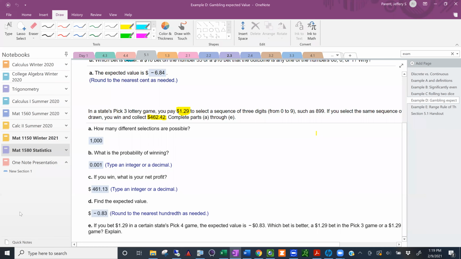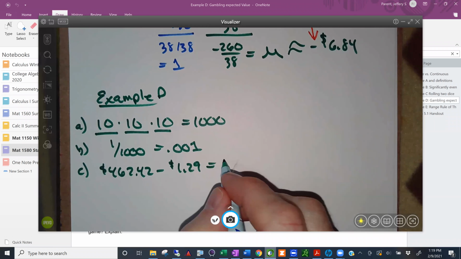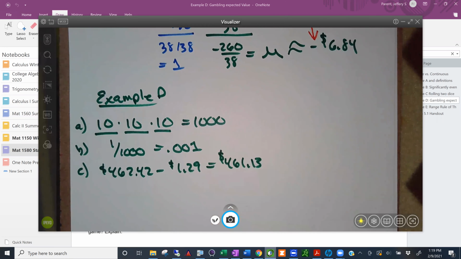Now, if you win, they ask you what the net profit is. And you've got to be a little bit careful here because the net profit is what you're going to use in calculating the expected value. So up here, I've got highlighted that when you win, you collect $462.42. But you spent the $1.29 to win that. So what's the difference? The difference is $461.13. Okay.